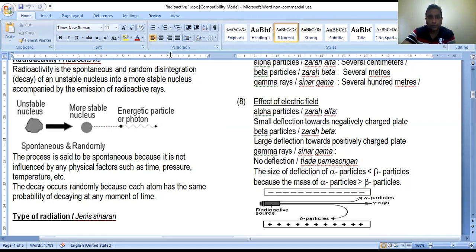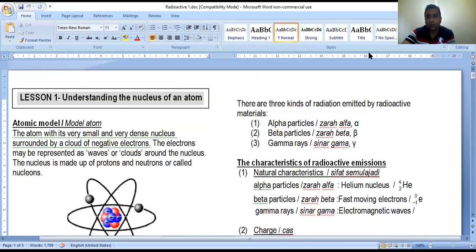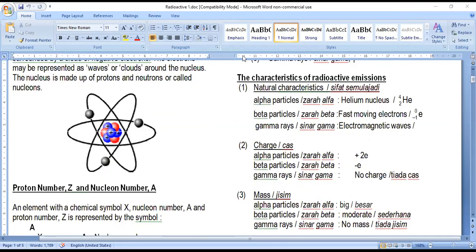Next we're going to look at the characteristics of alpha, beta, and gamma. Alpha is a helium nucleus. So alpha has another symbol.